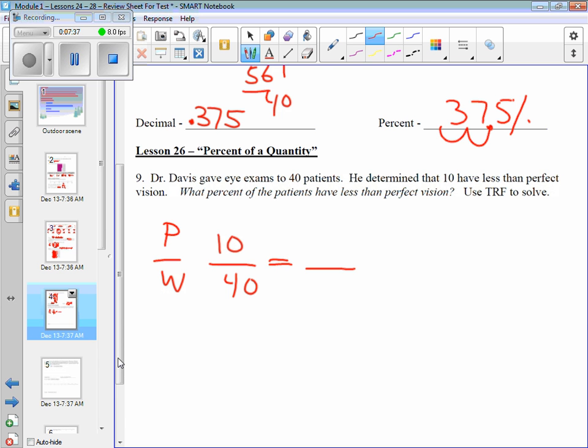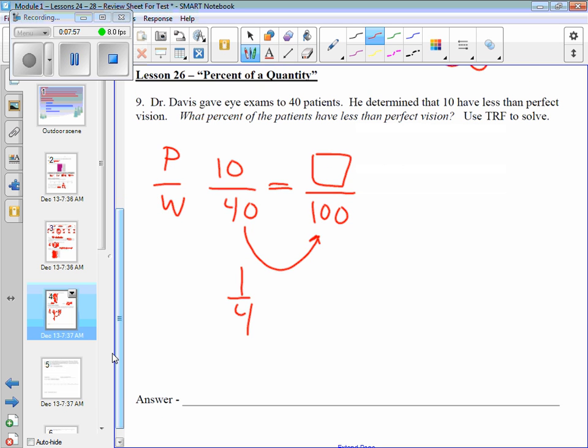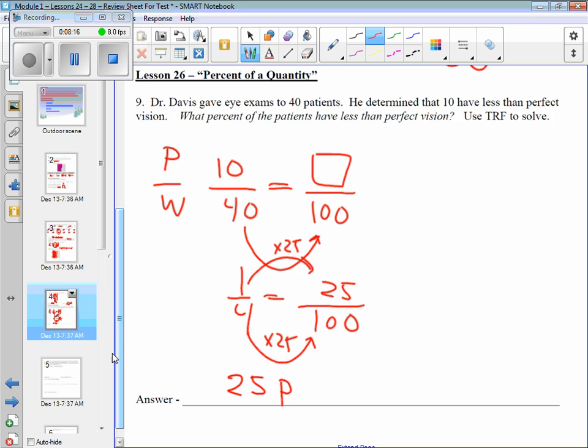You don't have a percent, but you always have at least the bottom part of a percent, which is 100. And what you're trying to find, the percent, is what we're trying to figure out. 40 into 100 doesn't go in evenly, so we're going to reduce this to 1 over 4 equals blank over 100. Multiplying by what factor, everybody? Times 25 will work. And that's going to give you 25% with less than perfect vision.